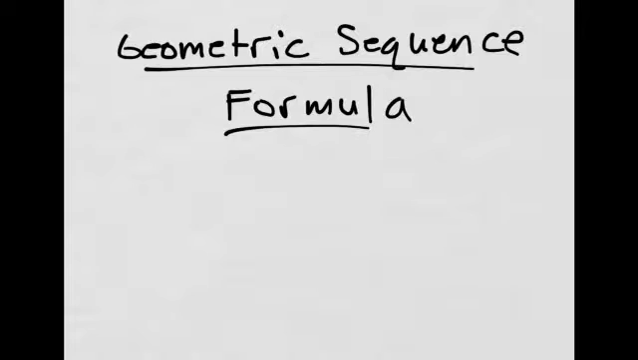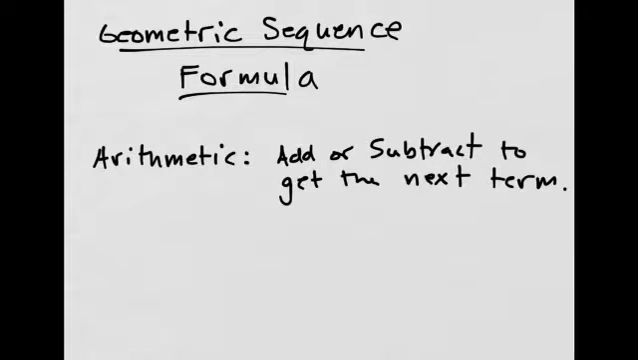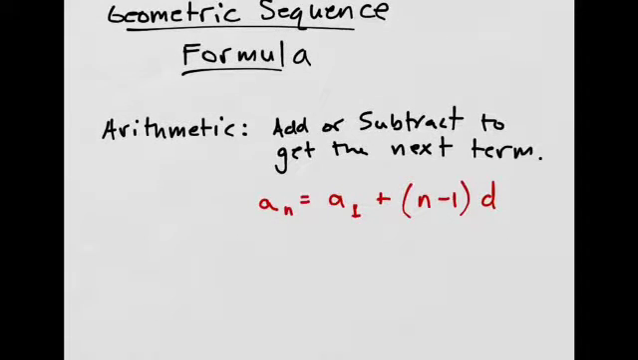Right. Okay, so let's write that down. So with arithmetic, we add or subtract to get the next term. Does anybody remember what the formula is? Go ahead. A sub n. Let's do that in red. A sub n equals the first term, a1, plus, then parentheses, n minus 1, times d. So, what is d? It's the common difference. It's what we're adding or subtracting, right?